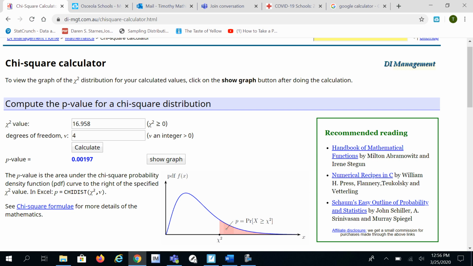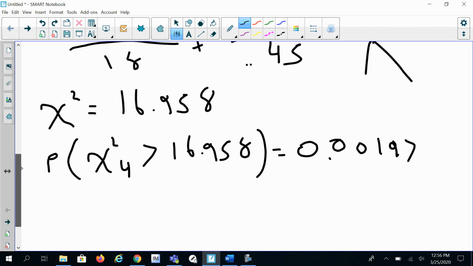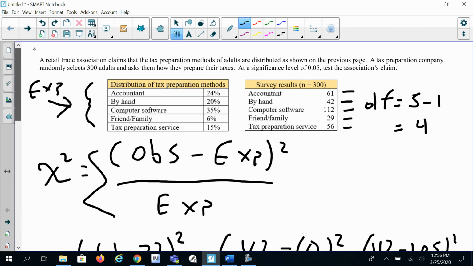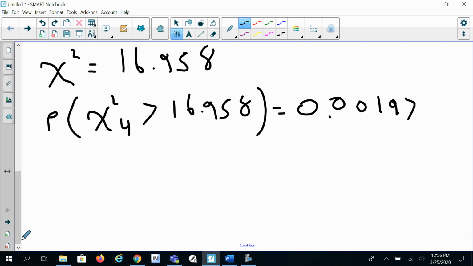But our p-value, you'll see, is 0.00197. Okay, 0.00197. And we have done all the math part. The math is done. So our alpha, or our significance level, was 0.05. And our p-value is definitely less than 0.05. So remember, when your p-value is less than alpha, you reject H0.